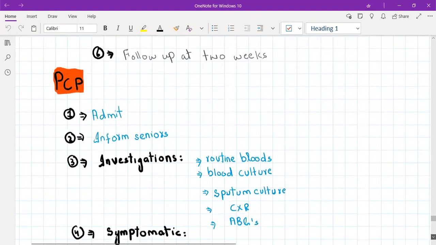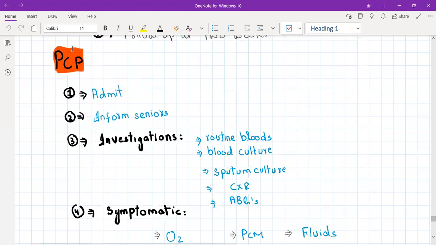In PCP, as I already told you, Pneumocystis jirovecii pneumonia occurs in HIV patients, and these patients are quite unstable because in PCP the oxygen saturation is quite low. So you will have to admit these patients. Tell them that we are going to admit you today, if that's okay with you. I'm going to inform my seniors. We are going to do some specific tests for you.